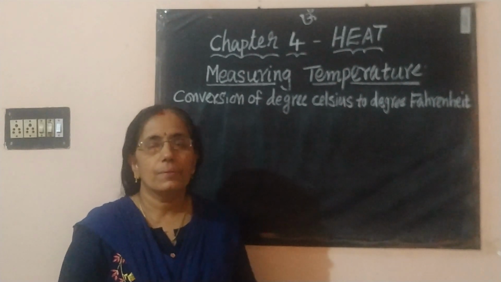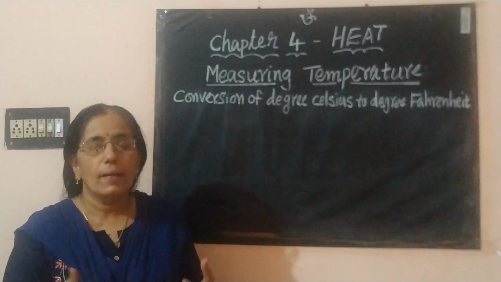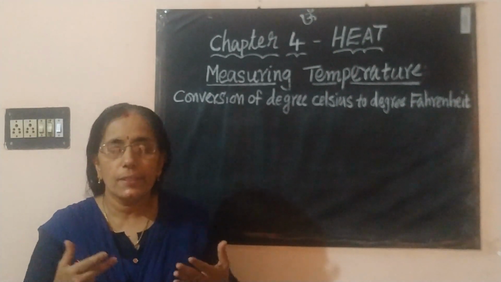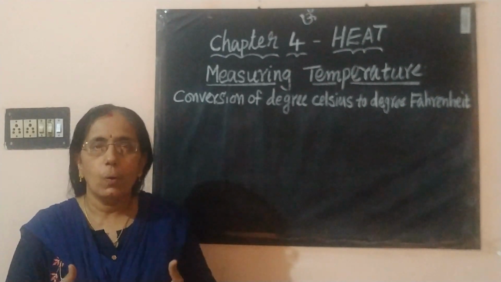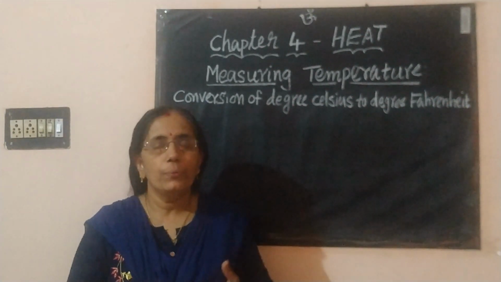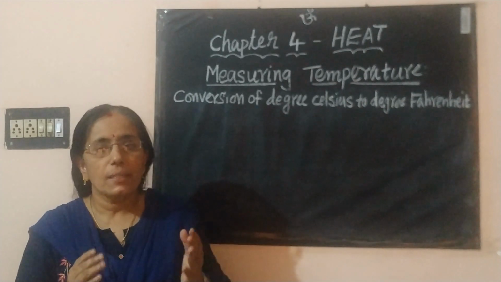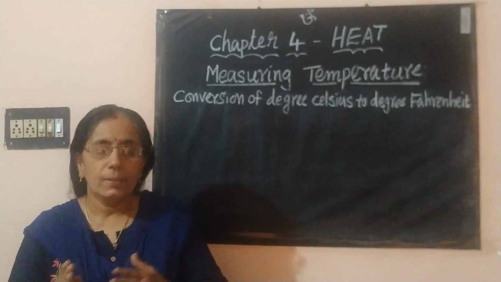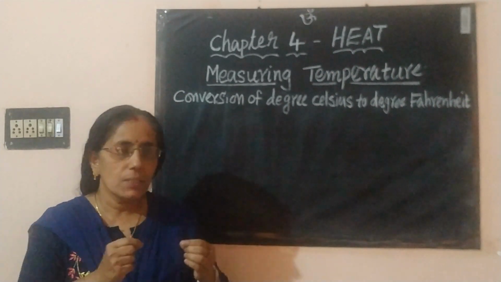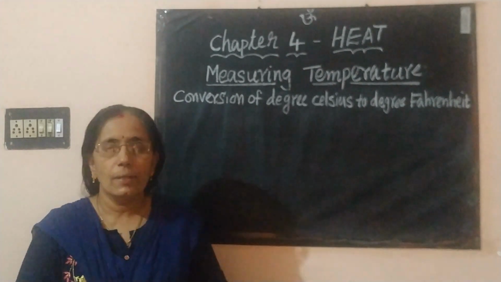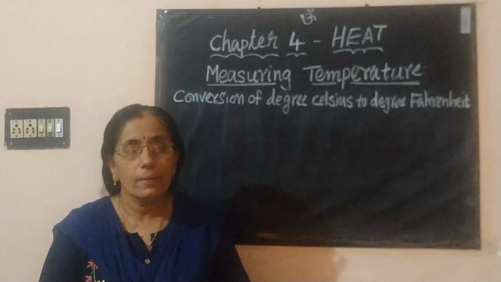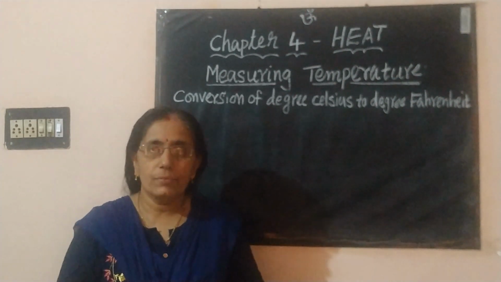Students, now you know that we can use both the Celsius scale and the Fahrenheit scale to express temperature. Our normal body temperature is 37 degrees Celsius or 98.6 degrees Fahrenheit. Here I would like to give you one life skill activity, that is, conversion of temperature scale, from Celsius to Fahrenheit and Fahrenheit to Celsius. Students, this is not included in your CBSE textbook, but it will be very useful for you in your day-to-day life as well as for your higher classes. So, let us study this conversion.